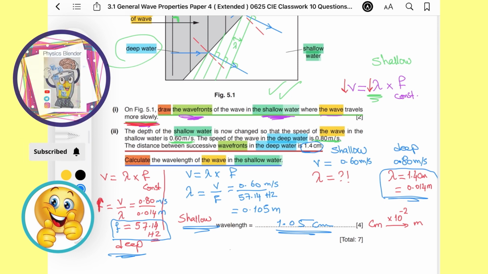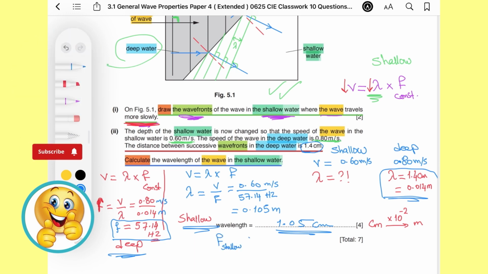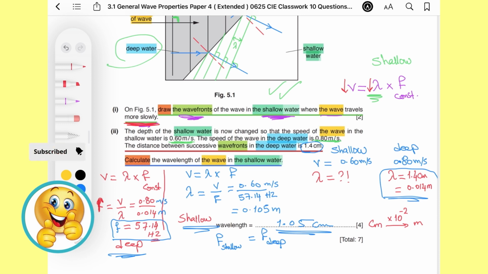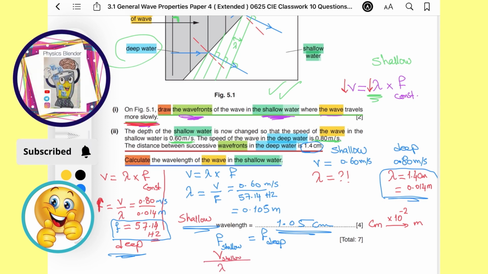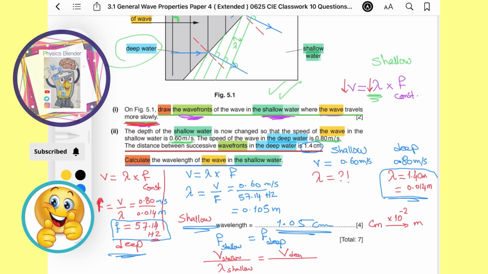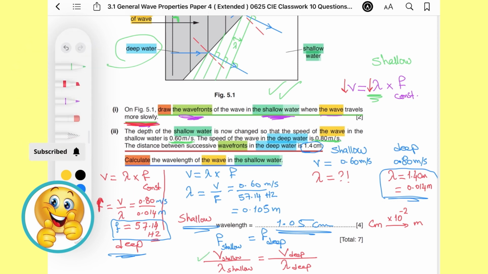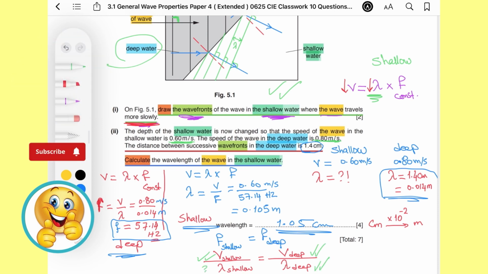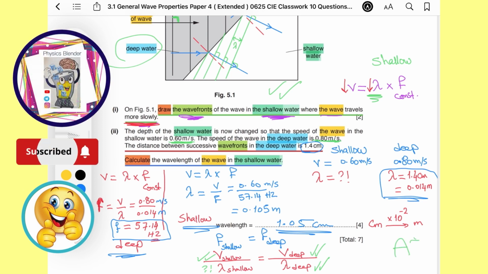Okay guys, we have another method. You can say that the frequency in shallow water will be the same as the frequency in deep water. If you arrange the equation, you will write that the speed in shallow divided by wavelength in shallow will be equal to the speed in deep divided by wavelength in deep. The speed in shallow is given, the speed in deep is given, and the wavelength in deep is given, so you can find the wavelength in shallow region. It's another way to solve this problem. It's challenging and it's very important.